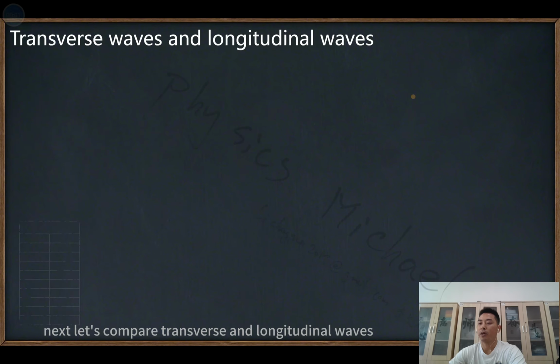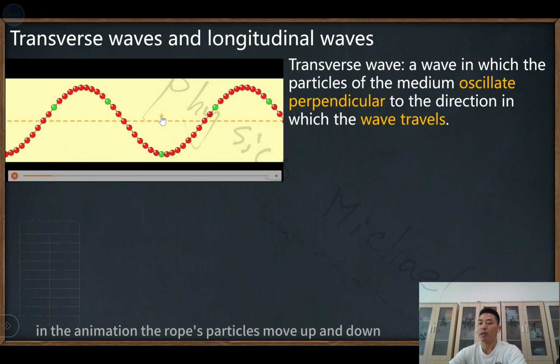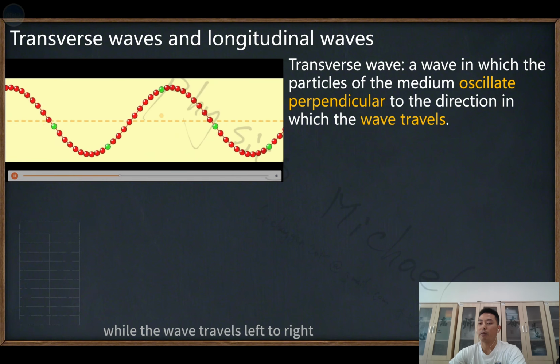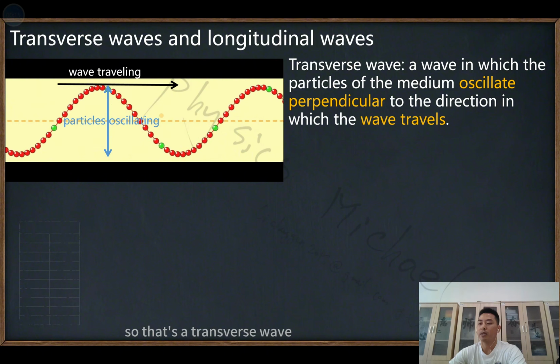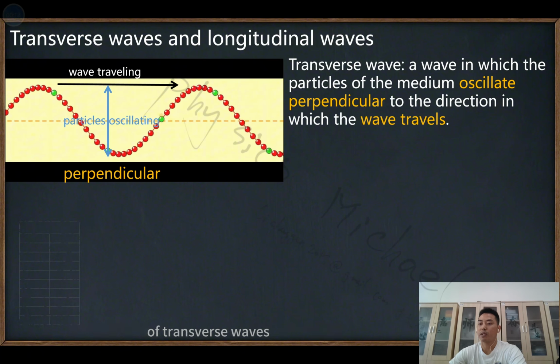Next, let's compare transverse and longitudinal waves. In the transverse waves, the oscillations are perpendicular to the direction the wave travels. In the animation, the absorbed particles move up and down while the wave travels left to right. So that's a transverse wave. Light and water waves are typical examples of transverse waves.